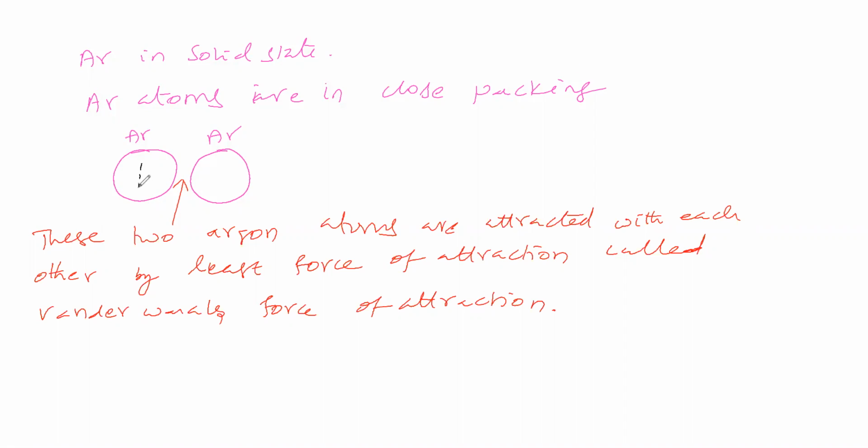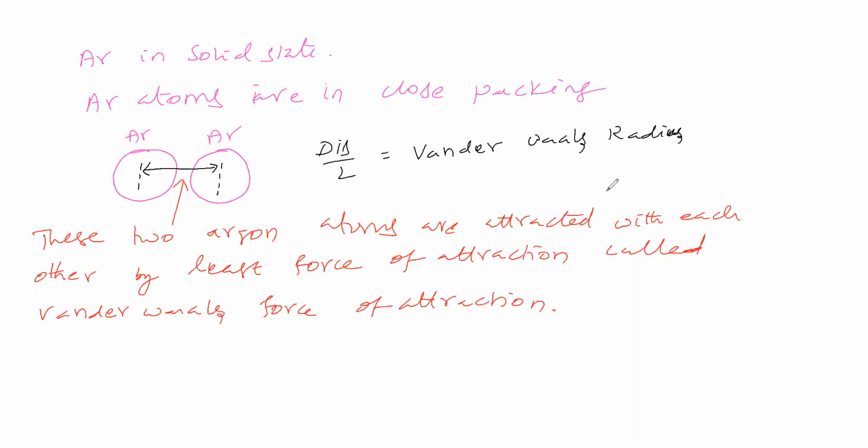Here we will take the center point in this argon atom, and the center point in this argon atom. Now we will take this distance, the distance between them. That is called the van der Waals radius.